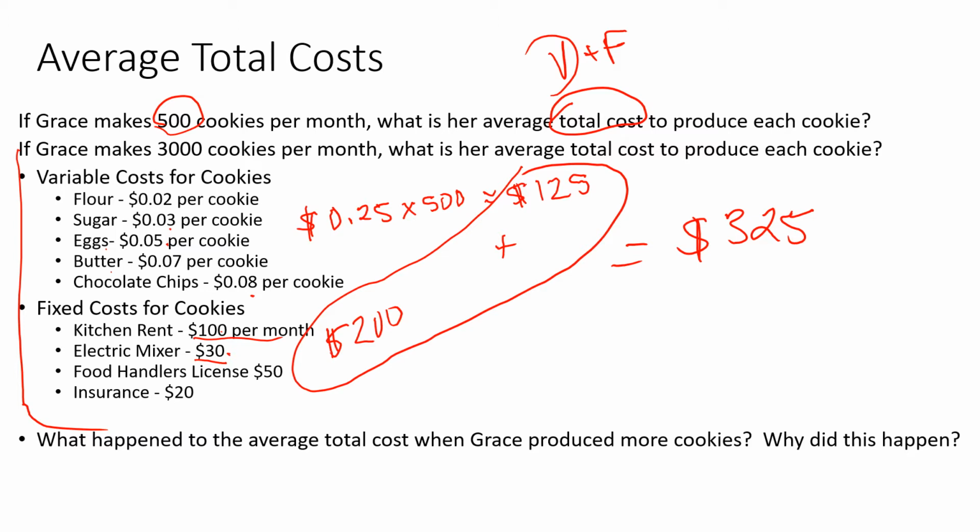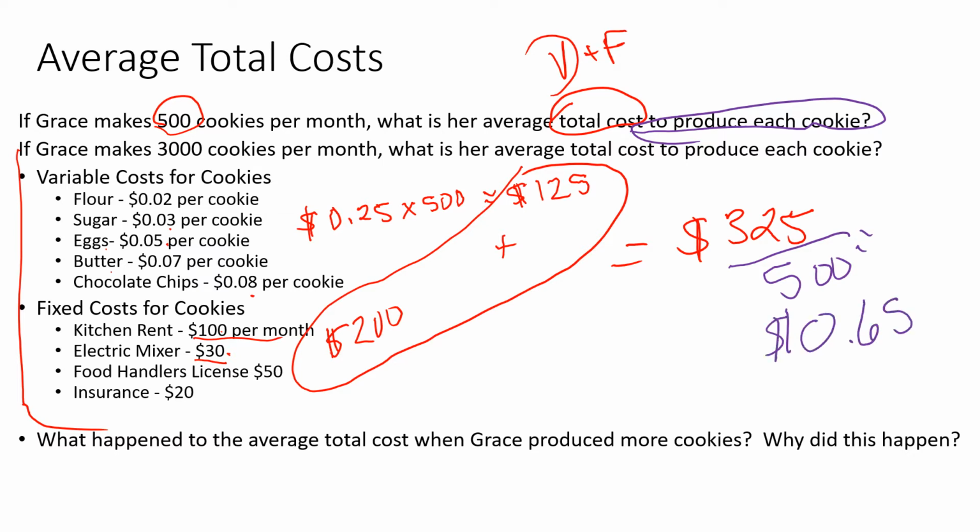But we're being asked what is the total cost to produce each cookie. So we're going to take that $325 and we're going to divide it by 500. 325 divided by 500 is 65 cents. So it's costing her 65 cents per cookie when she produces 500 cookies. Okay. Now, if she increases production to 3,000 cookies, let's see what that will cost.